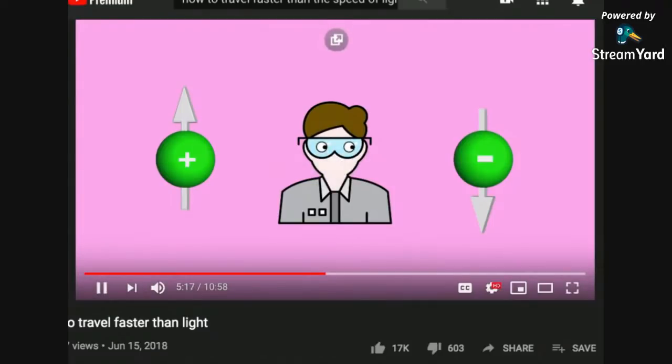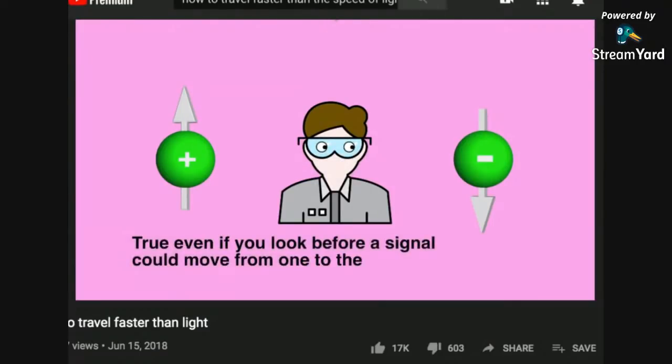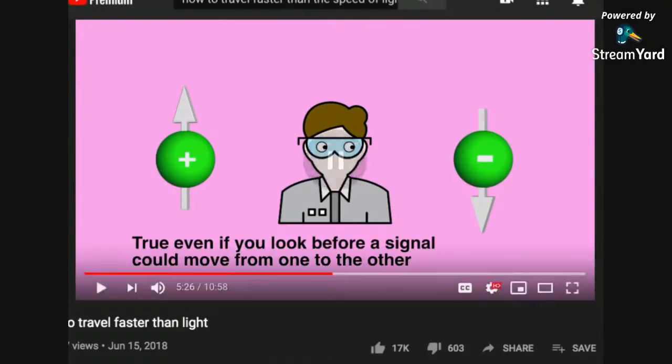And this will be true even if you look at the second particle so quickly that you see it before a signal arrives from the first particle traveling at the speed of light.